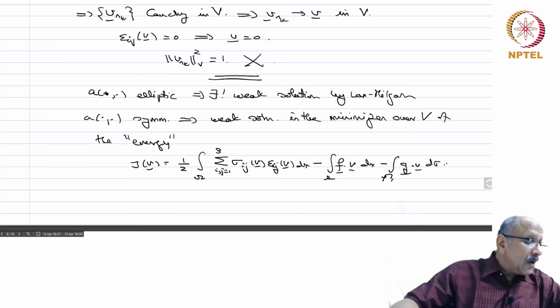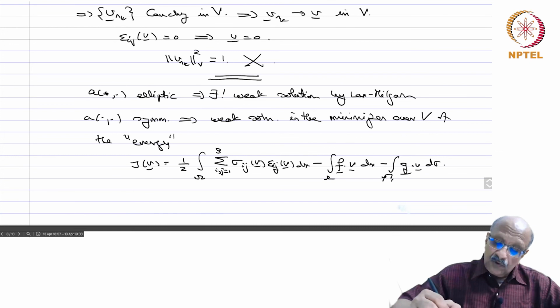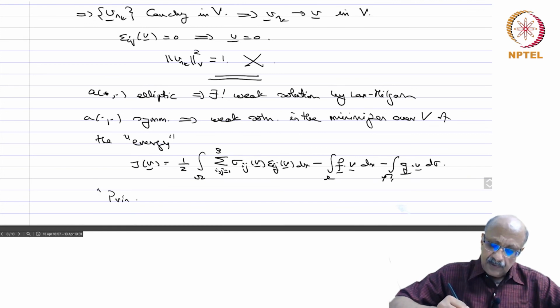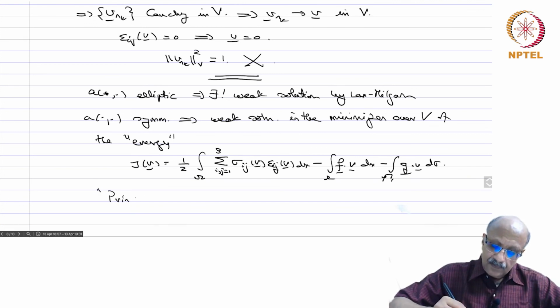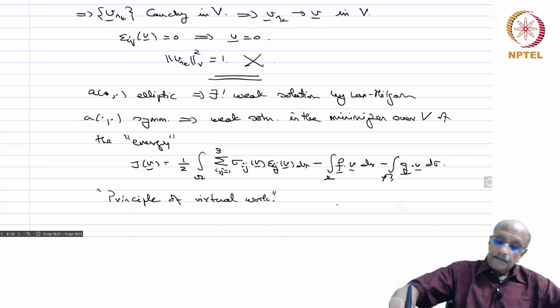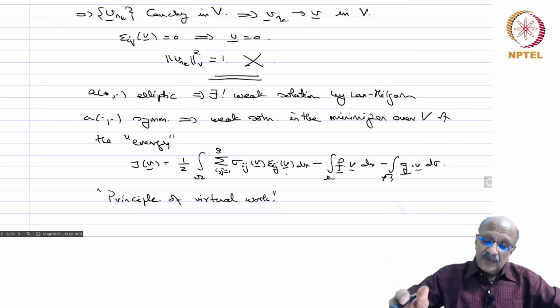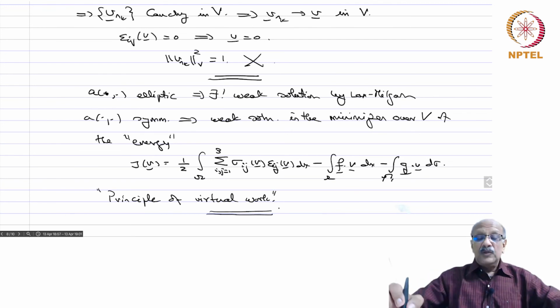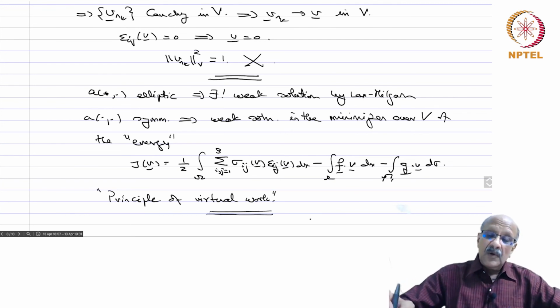Okay, this is the energy of the system, and for equilibrium you need it to be minimized, and that is exactly called the principle of virtual work. Namely, the elasticity system solution is nothing but the minimizer of the energy. So this is the existence, uniqueness, and the weak formulation for the system of elasticity.